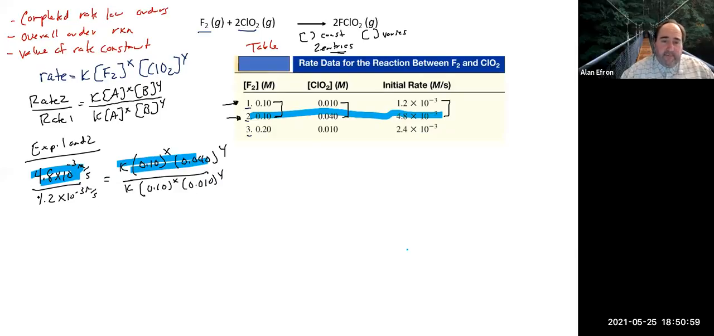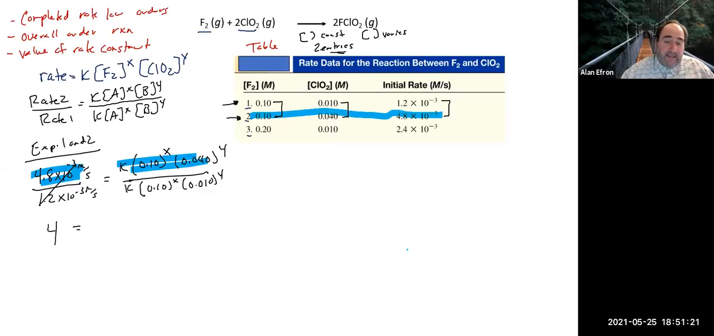At this point, it is math time. When I take 4.8 times 10 to the minus 3 and divide it by 1.2 times 10 to the minus 3, I get a 4. That's a lot of math there. Now, when we come to the other side, k on top and k on the bottom, those are the rate constants. Because they are the rate constants, they should be a constant number.